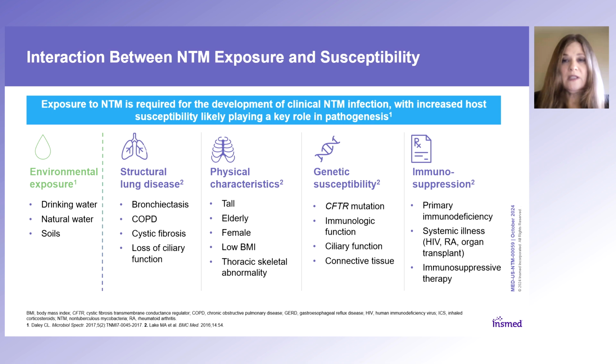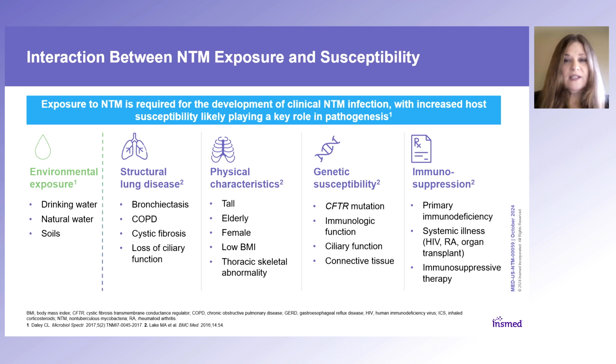The first bucket is labeled structural lung disease. This includes bronchiectasis, COPD, cystic fibrosis, and loss of ciliary function. The next risk factors are physical characteristics, which include being tall, elderly, female, having a low BMI, or thoracic skeletal abnormalities, such as scoliosis or pectus excavatum.